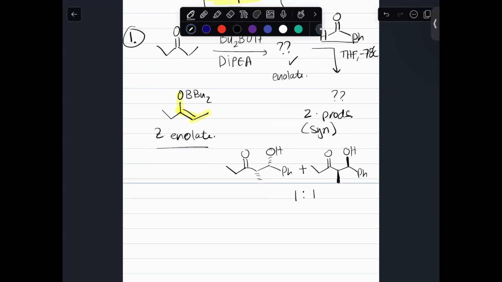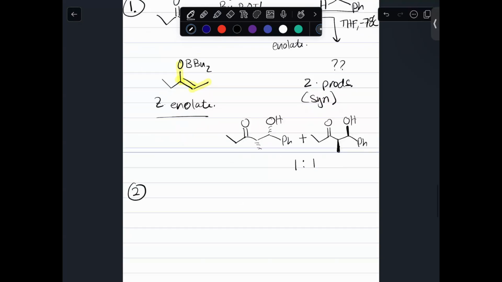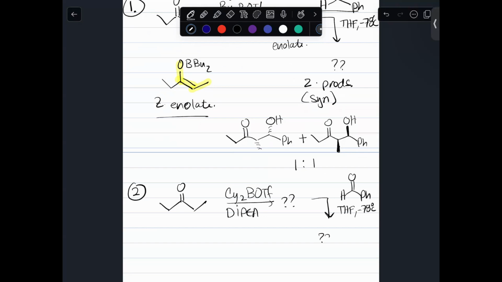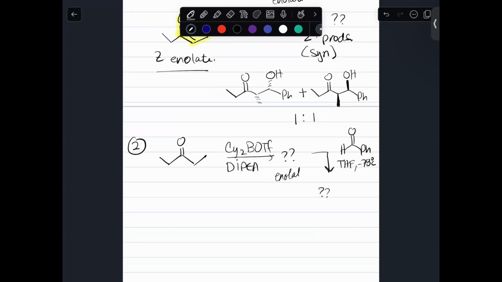We can use the exact same starting materials. So that's what we'll do now. And use a bulkier group on my boron. Continue to use DIPEA. And again, we need to figure out our enolate first. If you remember, Cy just means a cyclohexyl group, which I told you is pretty bulky and favors the formation of our E enolate, where the groups are anti to each other, or the priority groups are anti to each other.